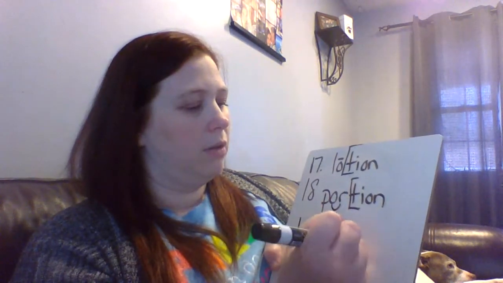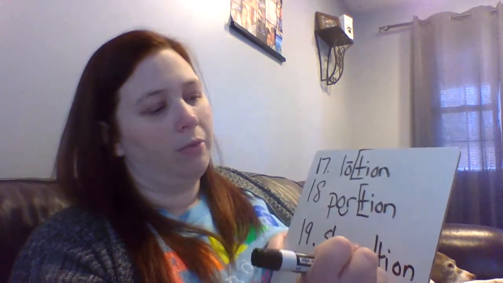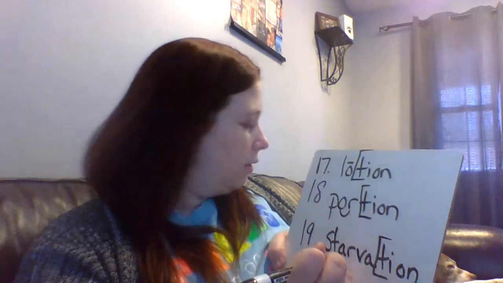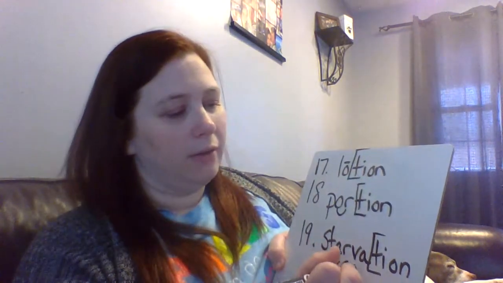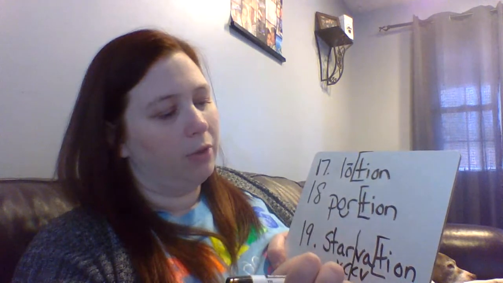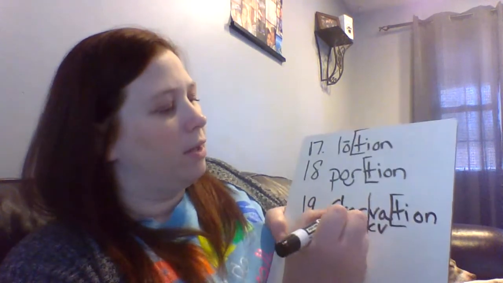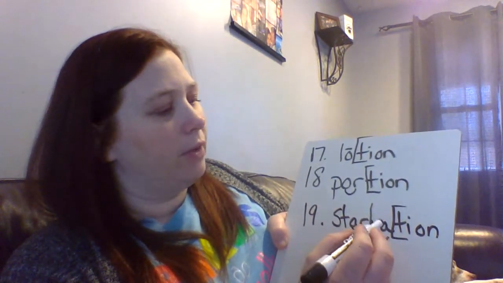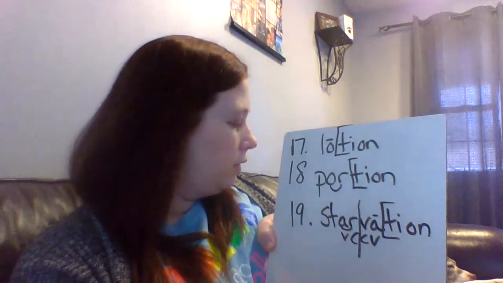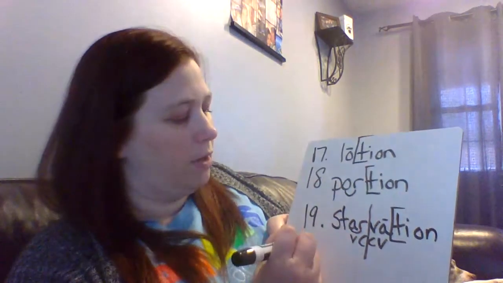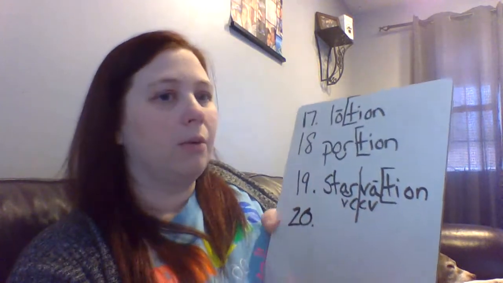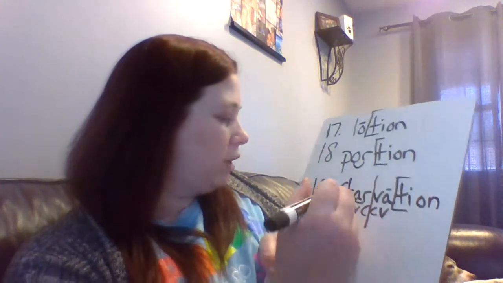Number 19, we have starvation. First, we're going to take our bracket out for our T-I-O-N. Here we have vowel, consonant, consonant, vowel, so we know we're going to draw a line between the two consonants there. Here we have our A-R arc, and then here our A is open, and so it's going to get a macron there.